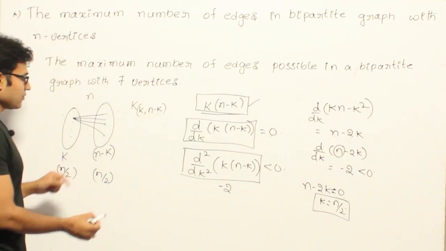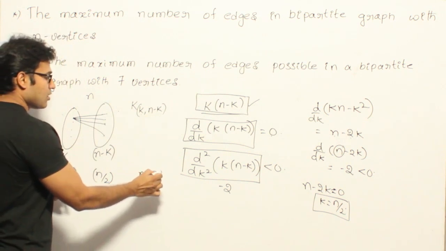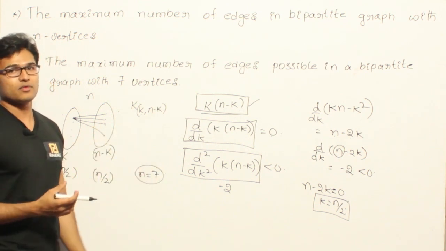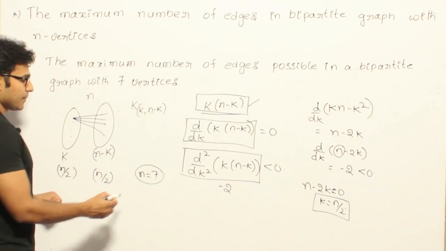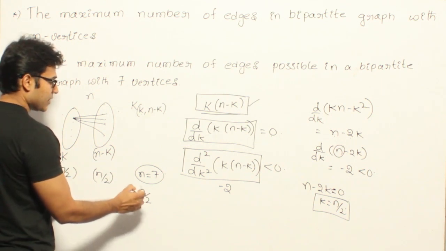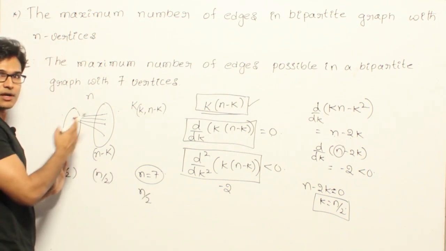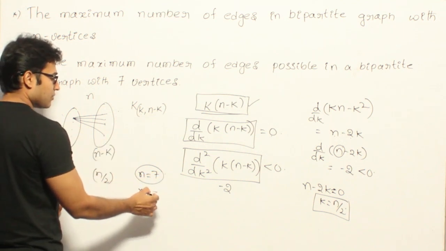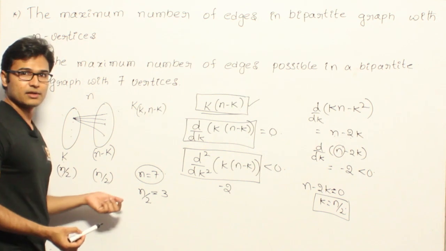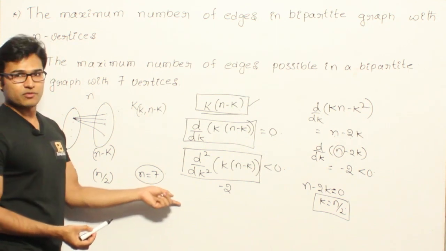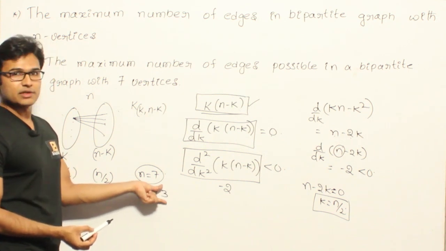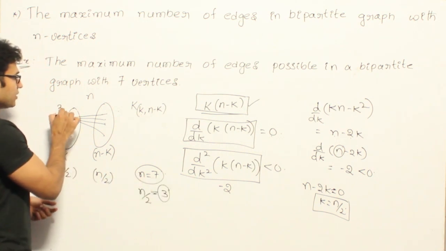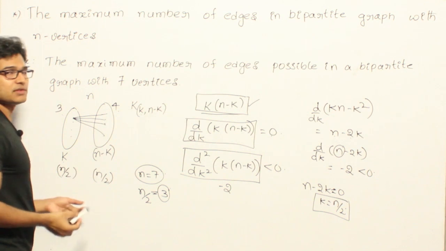So they are saying that when n equals 7, how are you going to divide it, and what could be the number of edges? We know that we have to divide it in such a way that n by 2 vertices are going to be on one side and the other n by 2 on the other side. Since it is not an even number, n by 2 is 3.5, so you can assume that n by 2 is 3 here. Now 3 you have to put on one side and the remaining 4 will be on the other side.